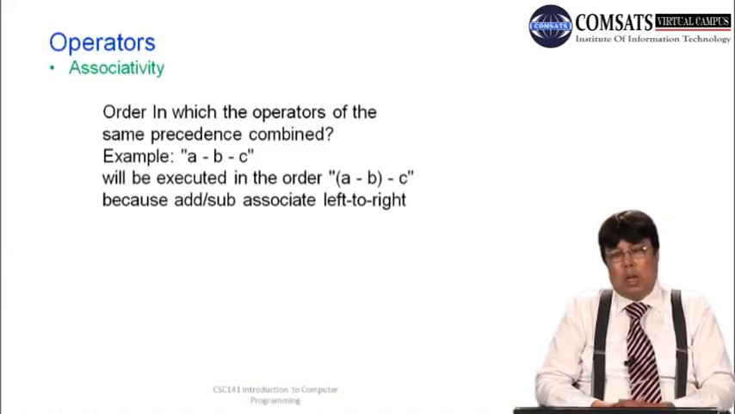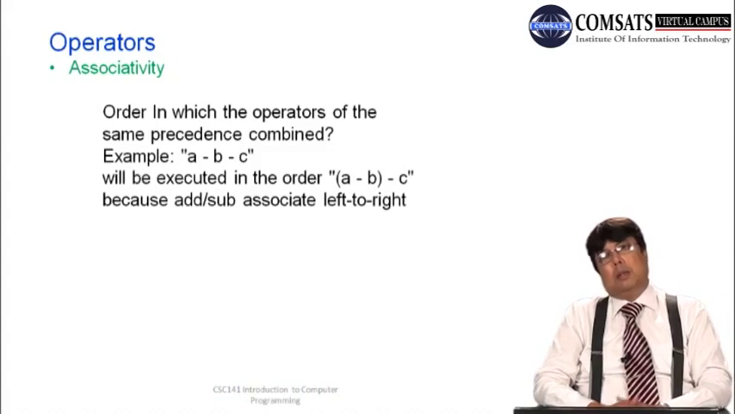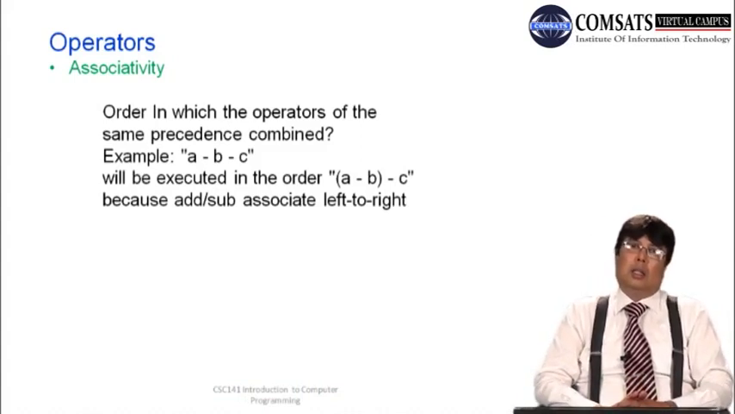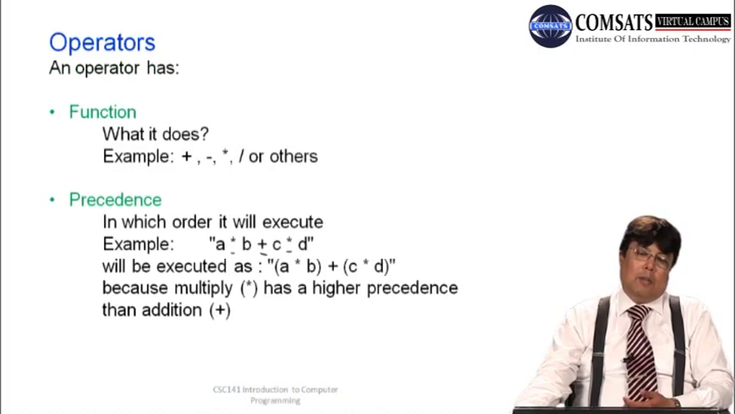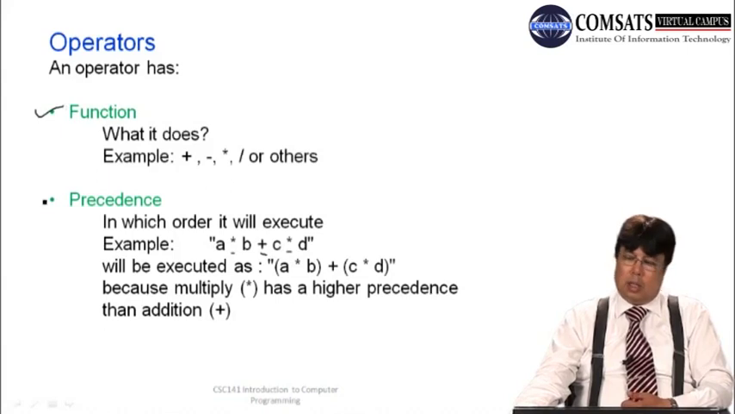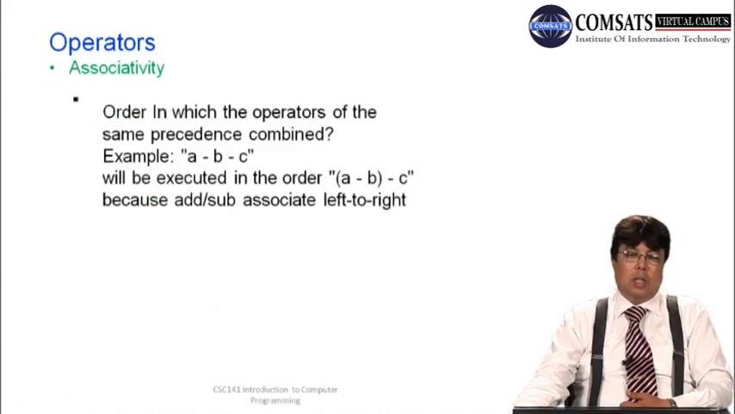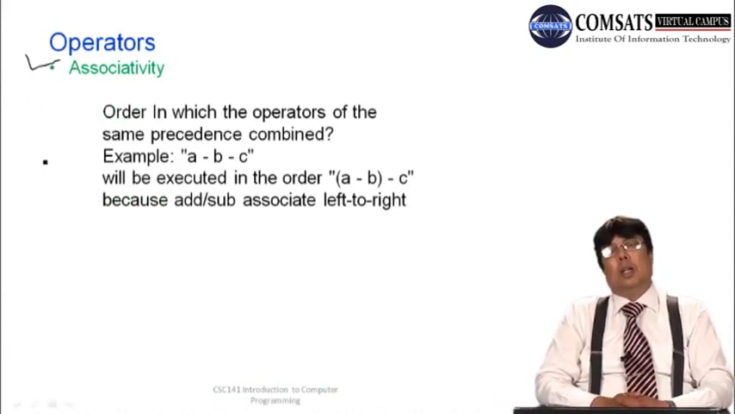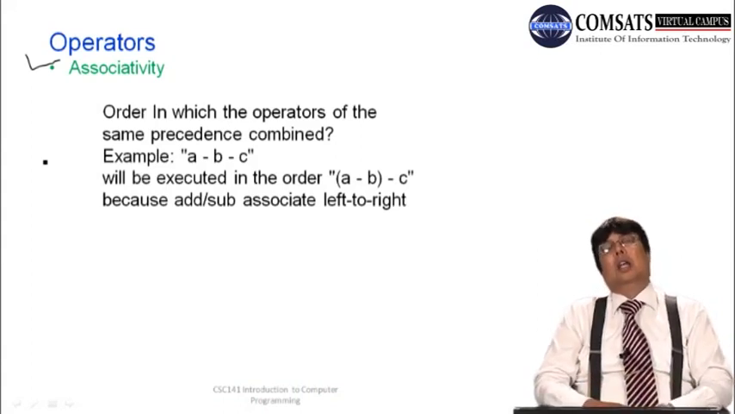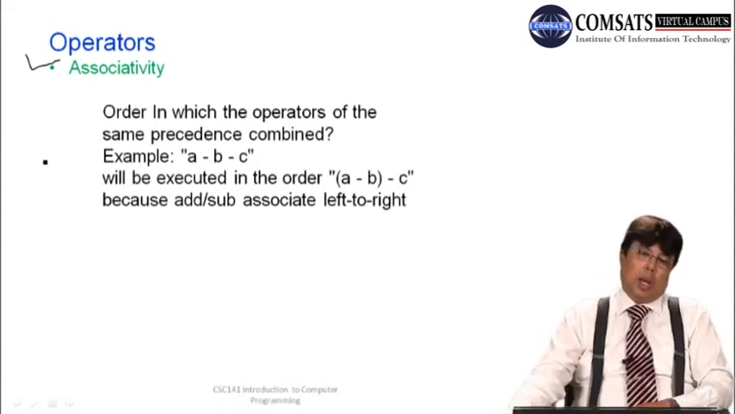So the order in which the operators of the same precedence are combined. Same precedence आपको समझ में आएगा when I will take few examples. So we have talked about three things with the operator. Go back to the previous slide. One is called function. Second is called precedence, and third is called associativity. So you have to remember that every operator should have its prime function, then it should have some precedence level, then it should have some associativity. Okay.